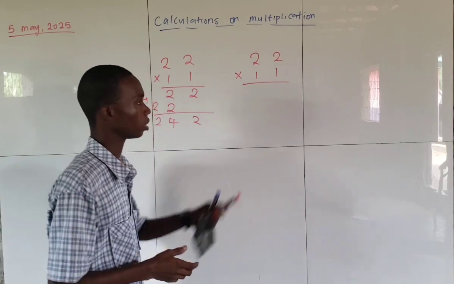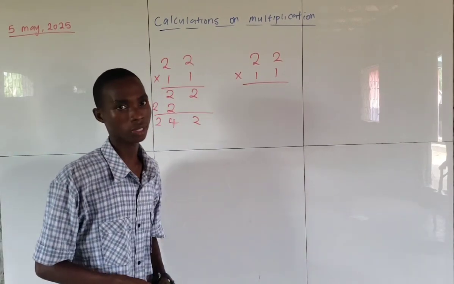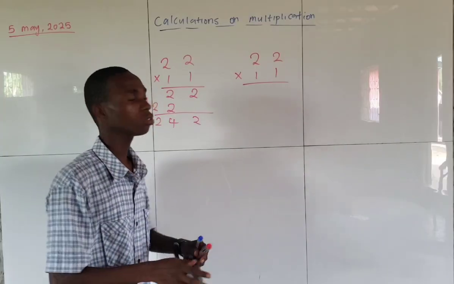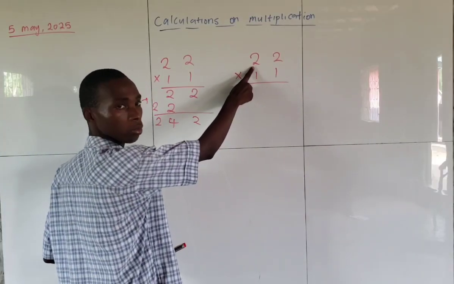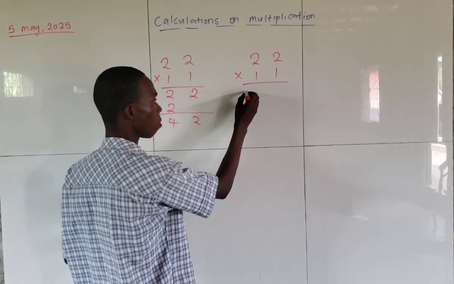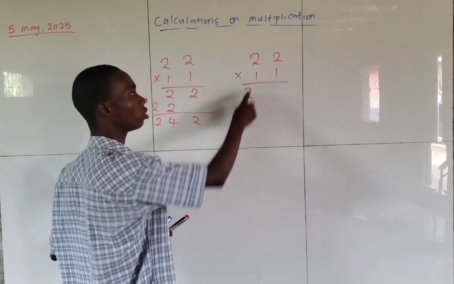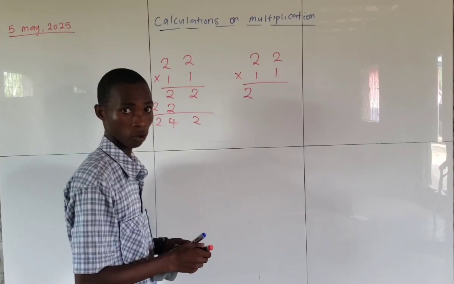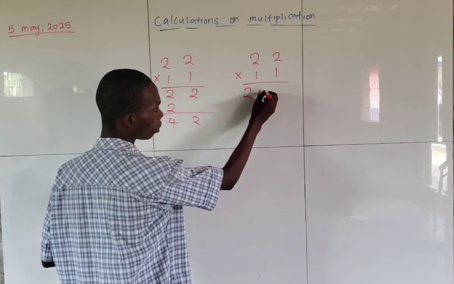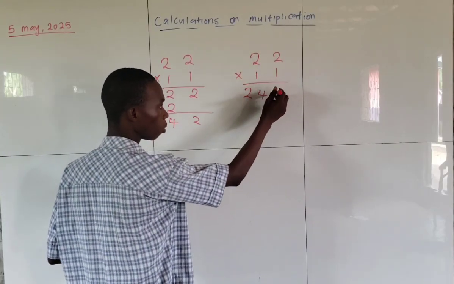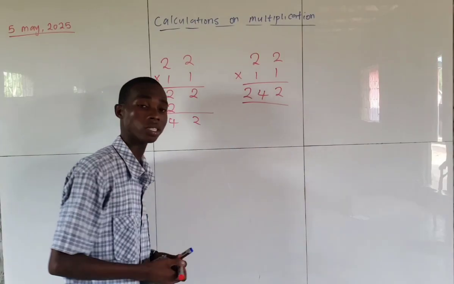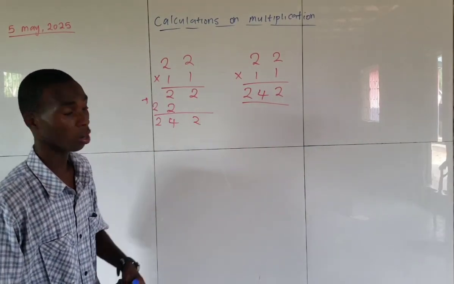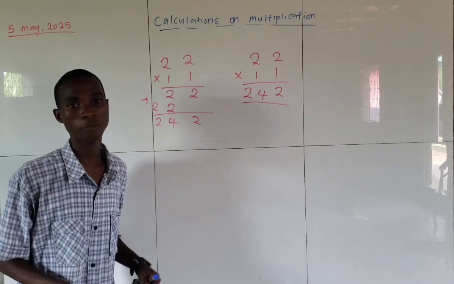Now, assuming we have 22 times 11. What you need to do is look at the trick here. These 2 here, you bring the 2 down. And then you add this 2 to this 2, which is 2 plus 2, will give us 4. You bring your 4 down. And then this other 2 also is coming down. So you are seeing it. This is the easier way on how to solve this. So we are having 242. Very simple as that.